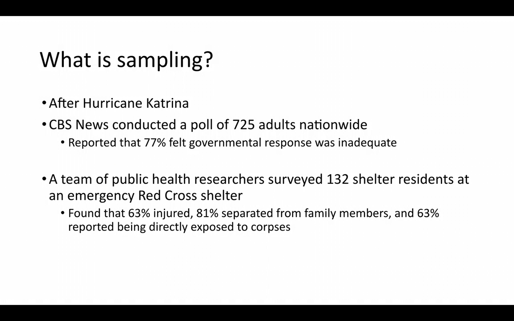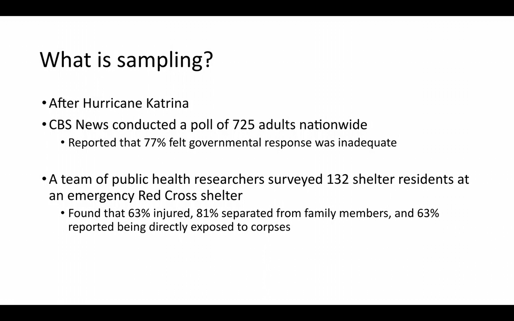So let's see an example. This is after Hurricane Katrina. CBS News conducted a poll of 725 adults nationwide, so in the United States, right? So this is sampling, right? They sampled 725 adults in the U.S. Now the other sampling method is a team of public health researchers who surveyed 132 shelter residents at an emergency Red Cross shelter.